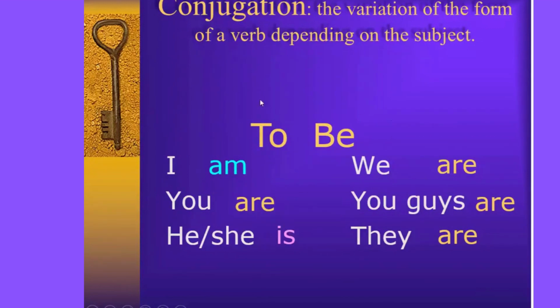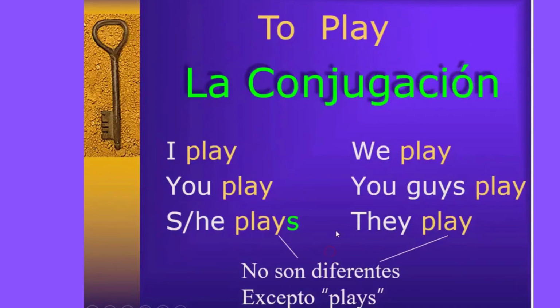This verb here is in the infinitive form. Now, these forms here are not in the infinitive form because this verb is being conjugated. Okay? So we call it conjugation. Let's see some more examples.